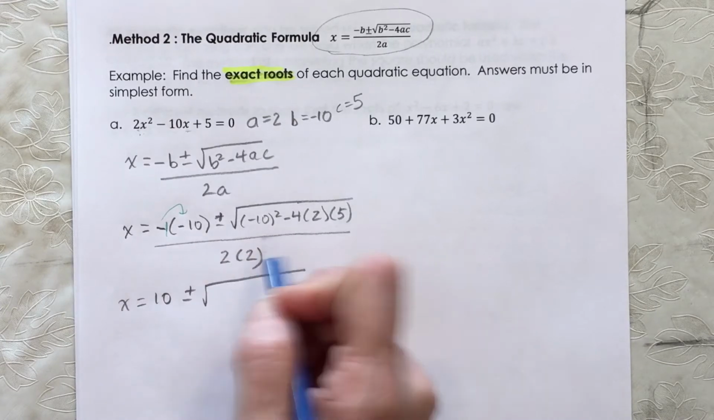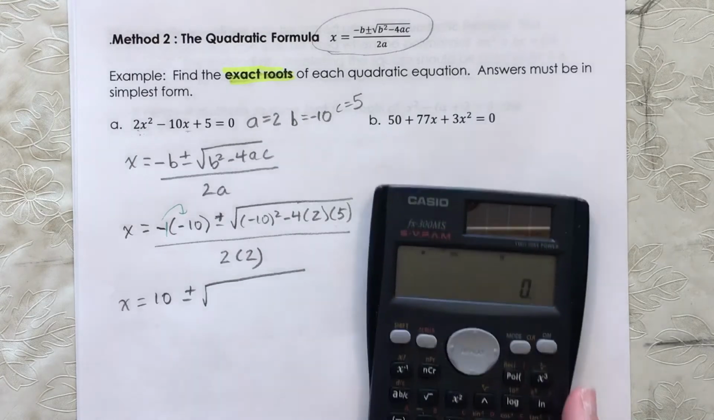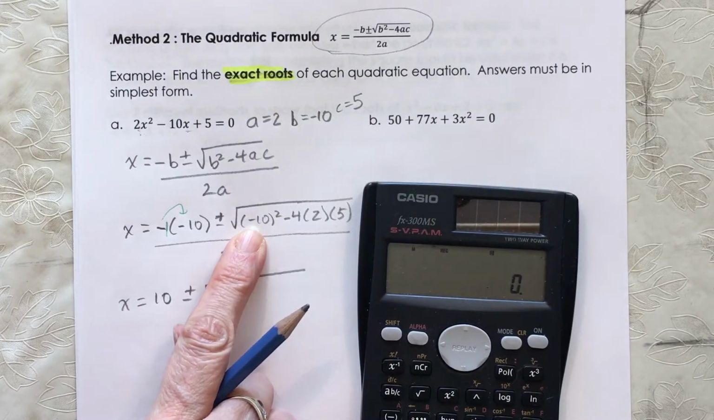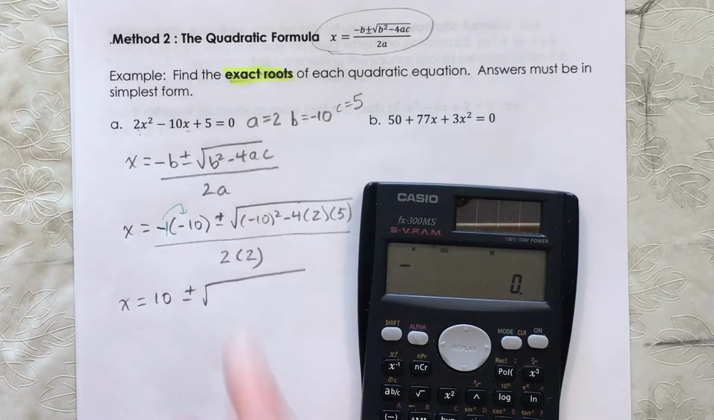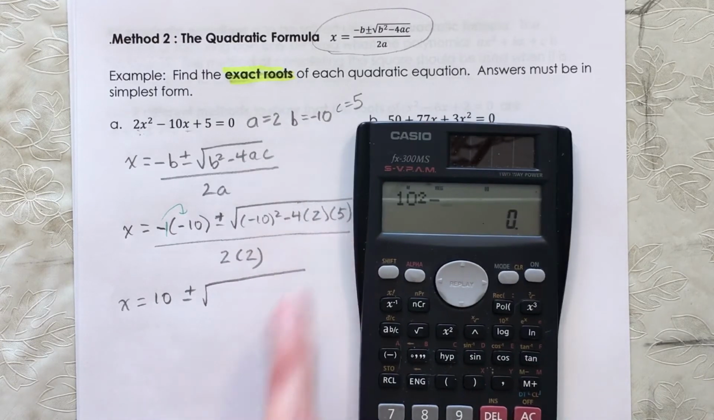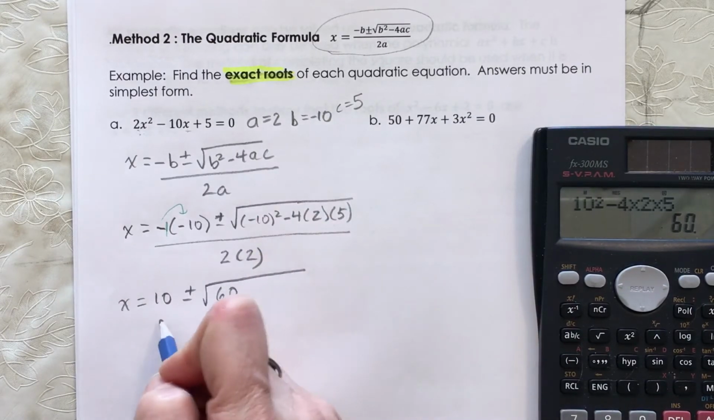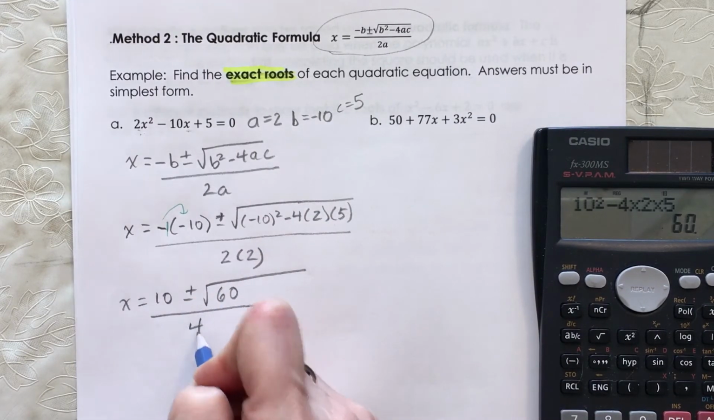Again, we were trying with our calculator to always get the number under the square root sign in one step. Part of that was knowing that it doesn't matter whether we square a positive number or a negative number, we're going to get a positive answer. So I don't have to worry about the negative sign: 10 squared minus 4 times 2 times 5 equals 60. So the number under the square root sign is going to be 60 over 4.